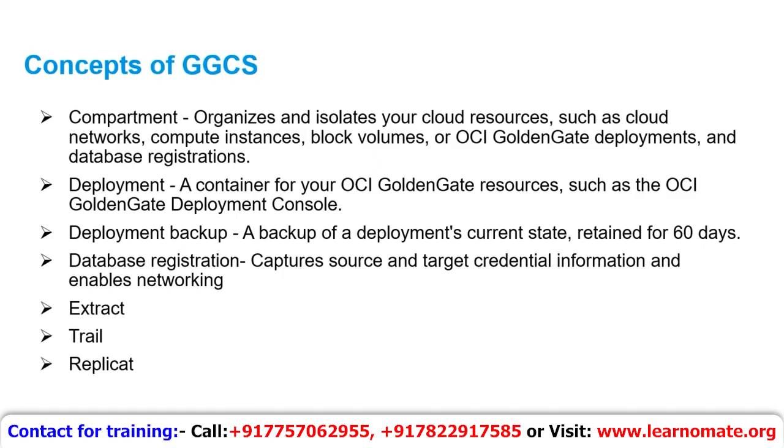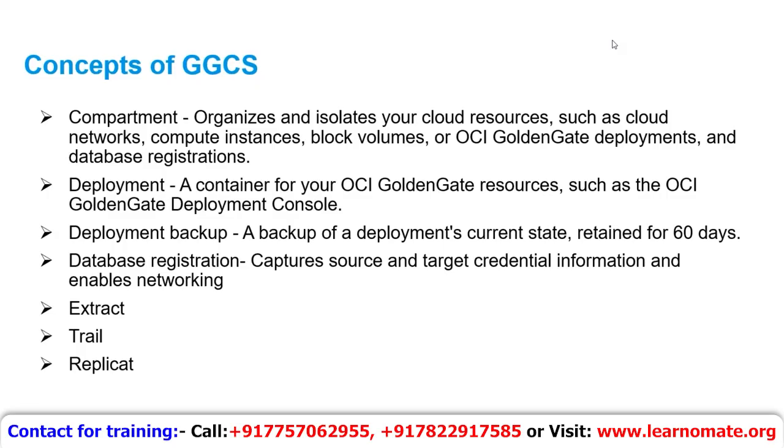So what are the concepts of OCI GoldenGate Cloud Service? Compartment. It organizes and isolates your cloud resources such as cloud network, compute instances, block volumes, or OCI GoldenGate deployments and database registration. Deployment. So a container for your OCI GoldenGate resource such as OCI GoldenGate deployments console. So all administration server, distribution server, performance metrics server, and receiver server, they form a deployment. So that is what is called a deployment.